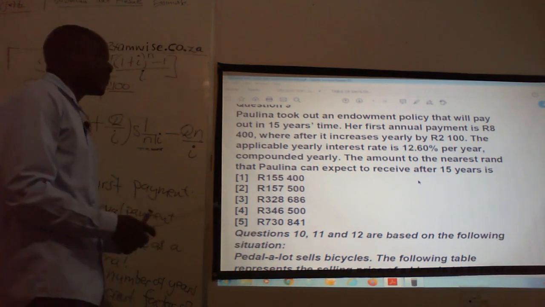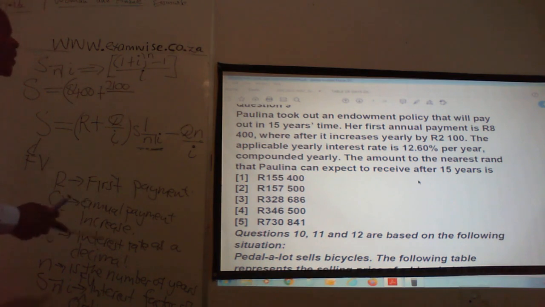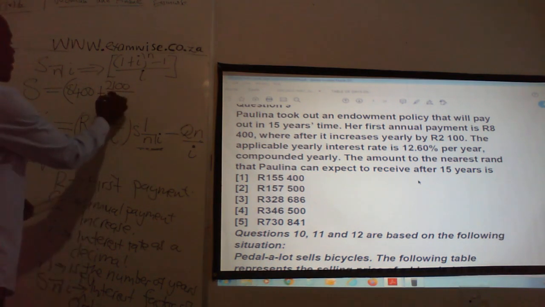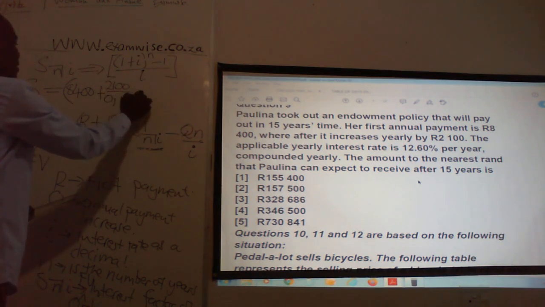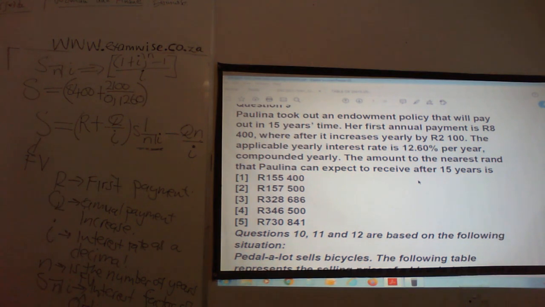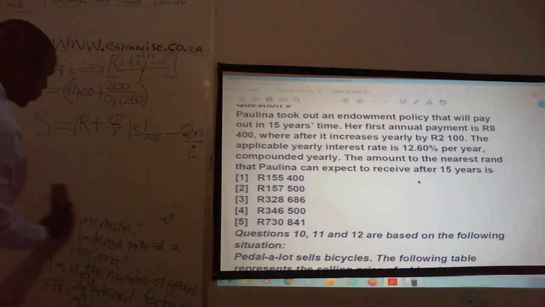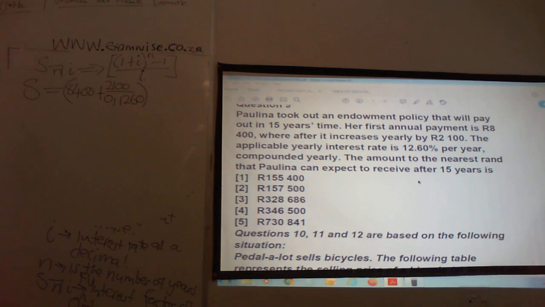So 12.6 percent to a decimal, we are simply dividing by 100, and then we will get 0.1260, and then here we close our bracket. And then from there, because of space, I'll try to wrap there, so it means we shall extend up to this side. So after that we are now entering our S angle n at I.